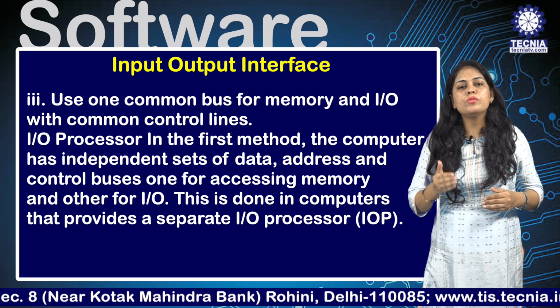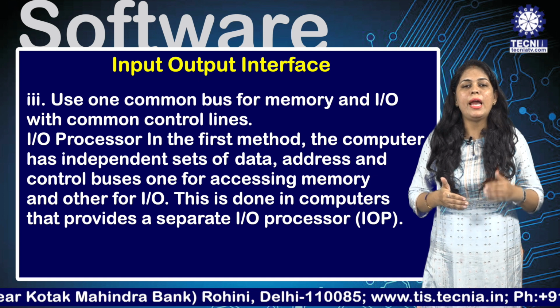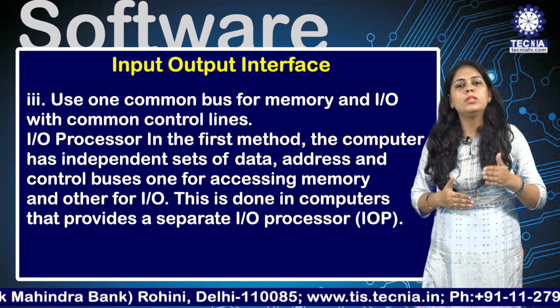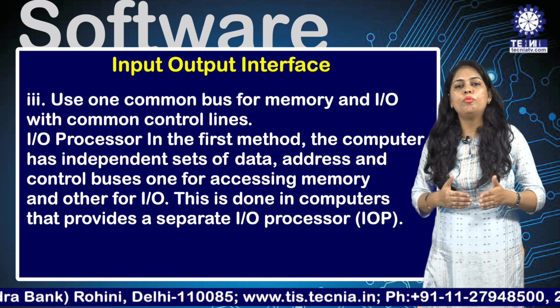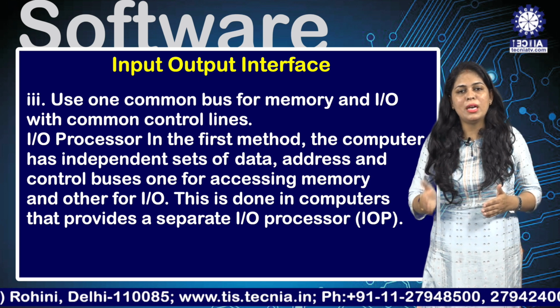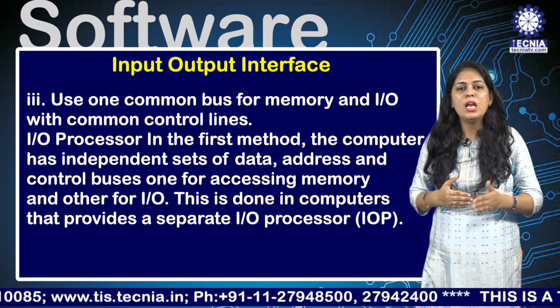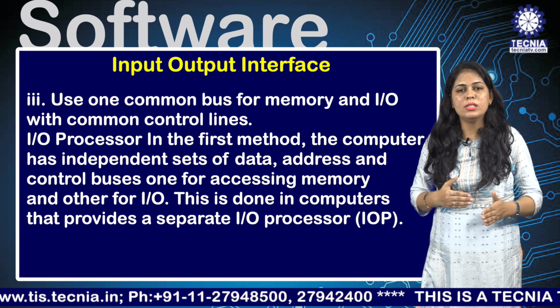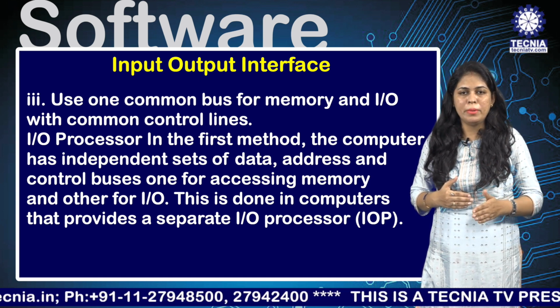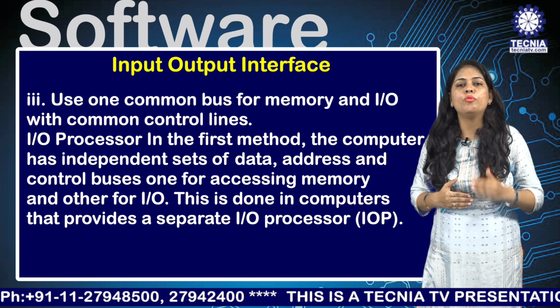Third is to use one common bus for memory and input-output with common control lines. Input-output processor: in the first method, the computer has an independent set of data, address and control buses, one for accessing memory and the other for input-output.